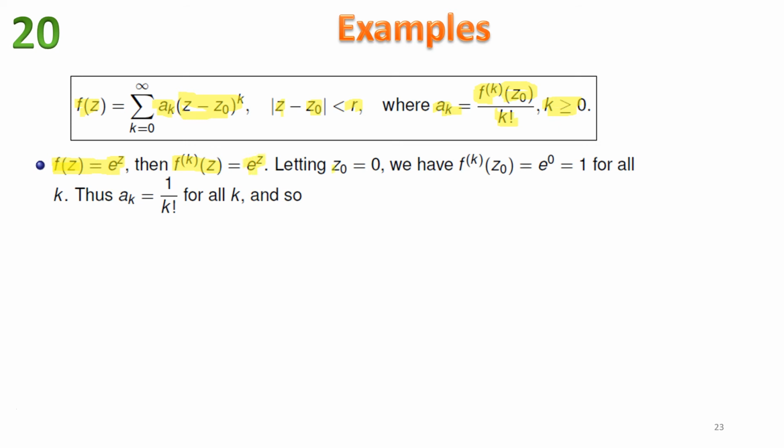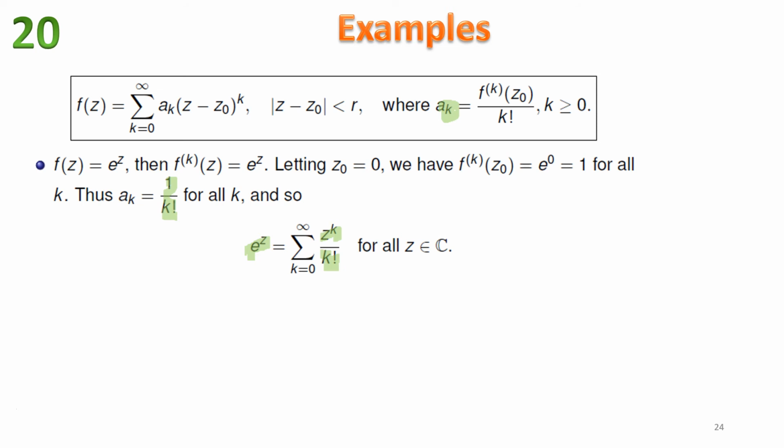Now for simplicity we shall plug in z0 equal to 0. So the center of the disk is the origin, and the kth derivative at z0, which is 0, in fact we have e to the 0, and e to the 0 is always 1 for all values of k. Therefore we can work out this a_k value, which is equal to 1 upon k factorial for all k. Now we can write e to the z is equal to the summation of z to the k times a_k, which is in fact 1 upon k factorial, as we have just found.